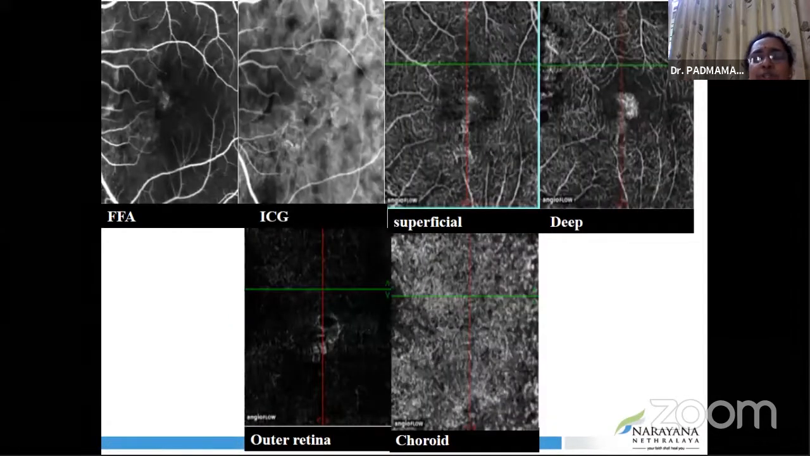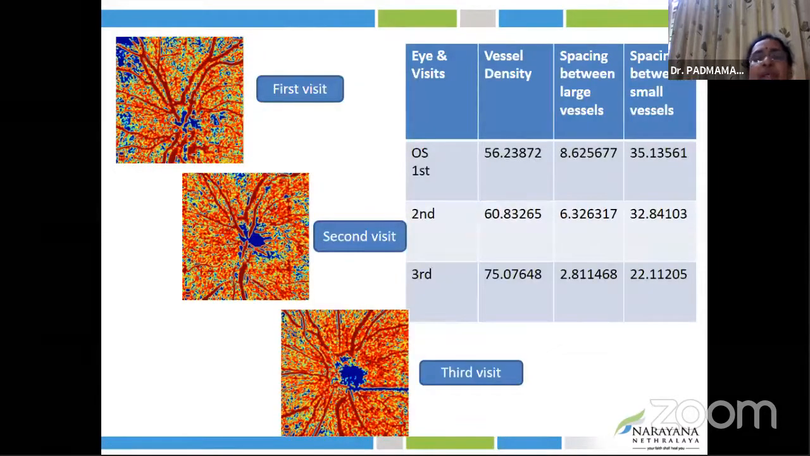The left eye also shows a similar picture. Here the fovea is thin, so you could see the hyperfluorescence in the fovea. In addition to that, you could see multiple hypofluorescent dark dots in the choroid. So here again, inflammation with CNVM is there in the peripapillary region. This particular patient's OCTA has been used for the follow-up. Here is a fractal analysis, which shows increasing vessel density and decreasing space between the vessels, which helps us to follow up in this case of peripapillary CNVM.